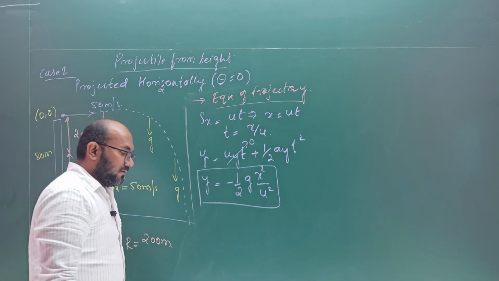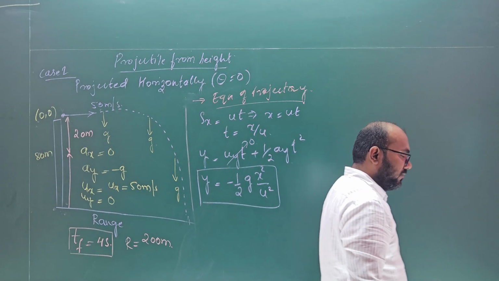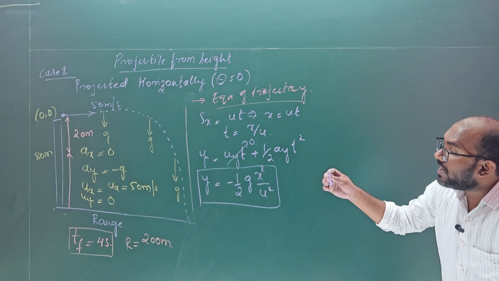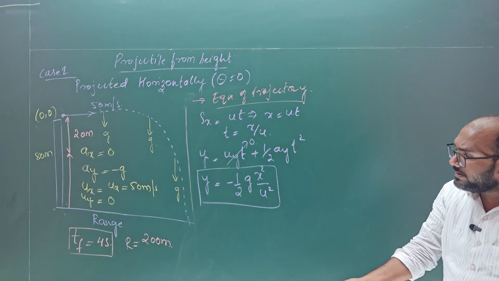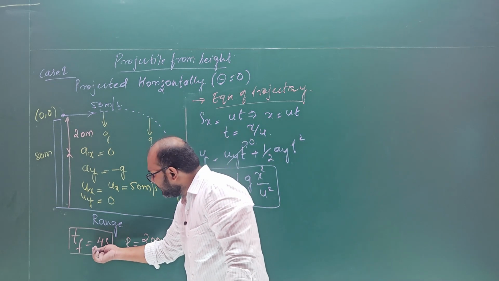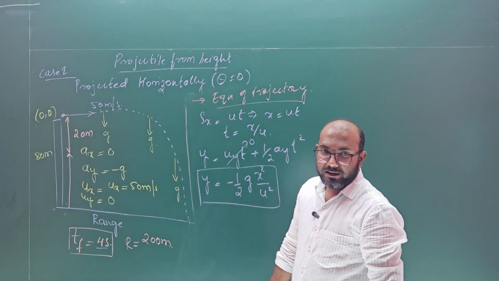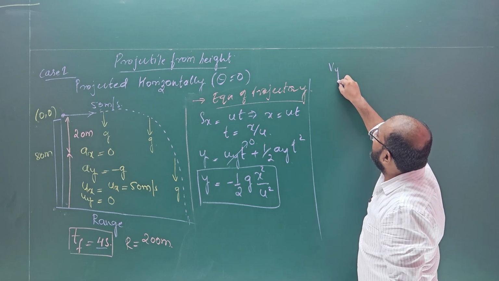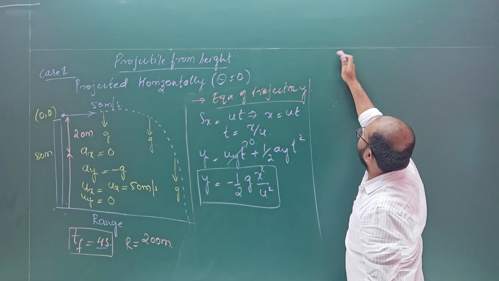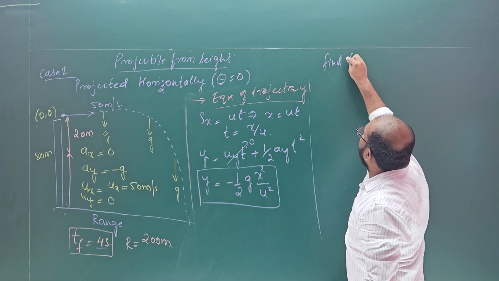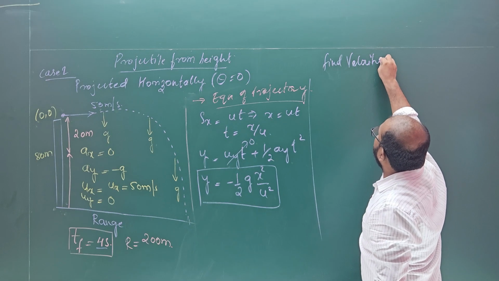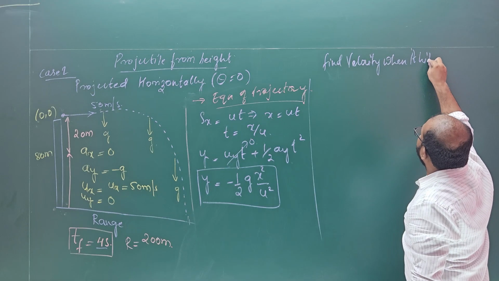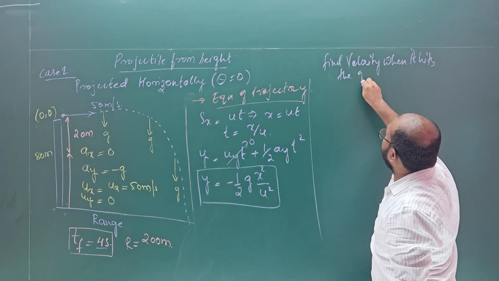Okay? Or for example, they can ask you what will be the velocity when it hits the ground. When it is hitting the ground, we already calculated that it is 4 seconds. Yes or no? So let us try to find that velocity also. So Vy is equal to, finding the velocity when it hits the ground.